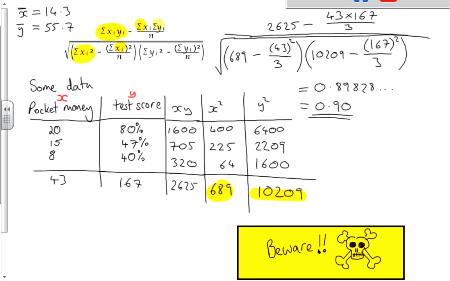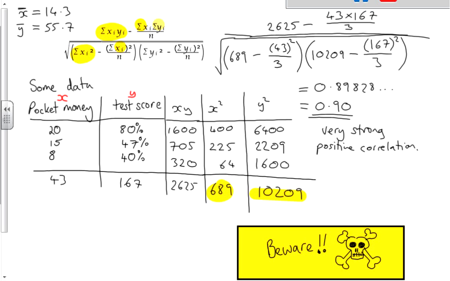And now we're just going to interpret that. Well, remember, our correlation coefficient goes between 1 and -1. So this is very strong positive correlation.